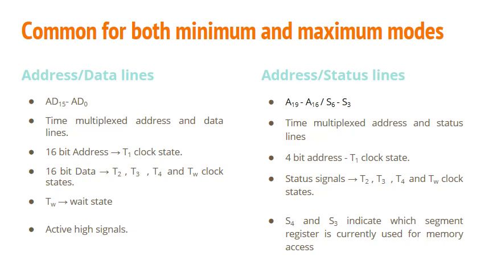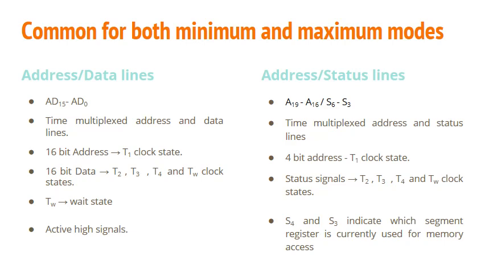That is, during the T1 clock state, the 16-bit address will be available on these lines, and during the T2, T3, T4 and TW clock states, it will be the 16-bit data that will be available on these lines. The TW is a wait state. These are active high signals.